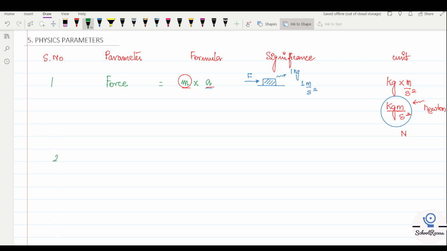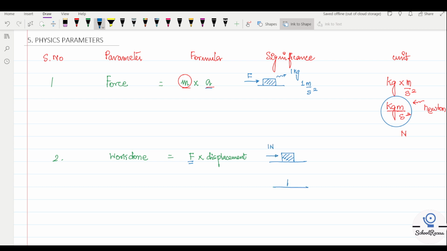And the second one is work done, which is given by force into the displacement. So what does it mean? Let's see again. Say for example, now we have got the force to be constant. We are taking two cases. In one case, I'm having a block of mass 1 kg and it is being accelerated with 1 meter per second square. So the force is given as 1 Newton.